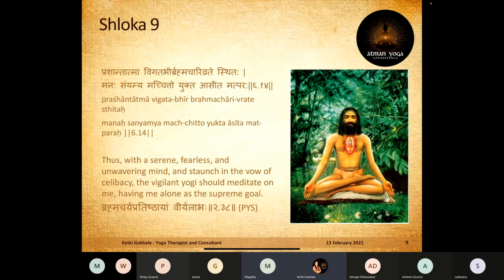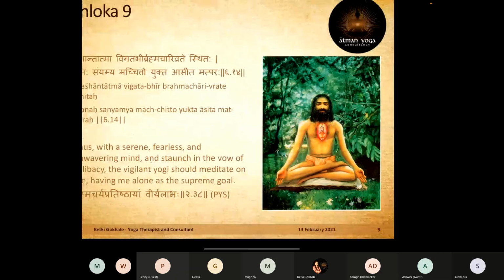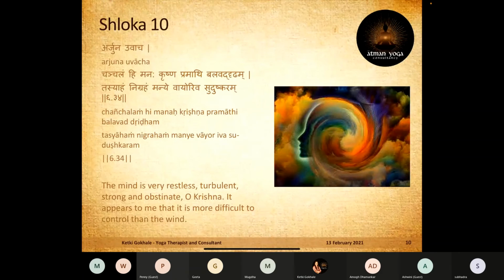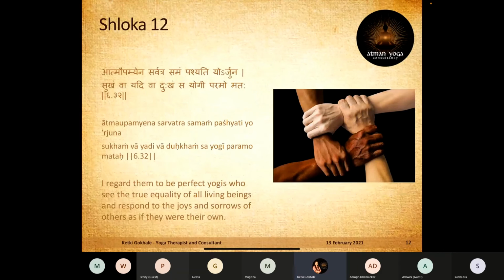Any other shloka? Last one. It's not changing. You want the last one, no? Yeah.